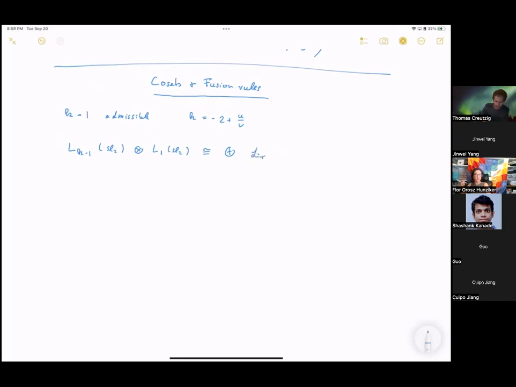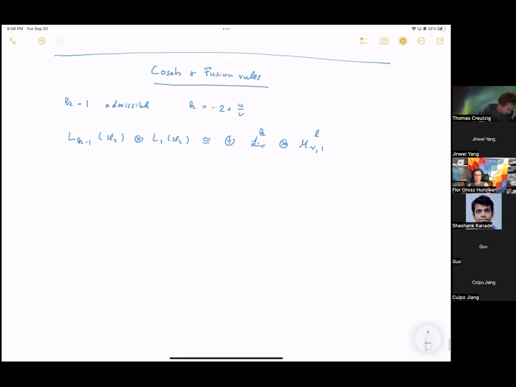Remember that I denoted an ordinary module, a module whose top level is a finite dimensional representation of SL2, by L_R, where R denotes the dimension of the top level. And here I give it a superscript k to indicate that this is at level k. And the coset statement, the refined one, is that we have a decomposition of this type.